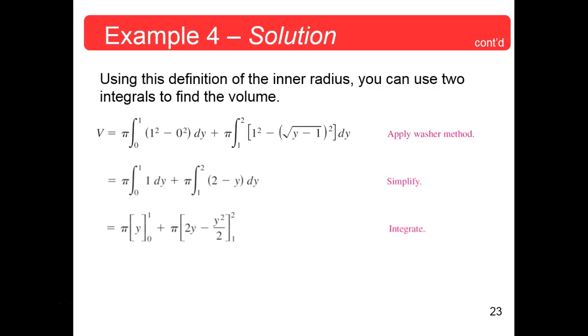This gives you really simple. Antiderivative of 1 is y. Evaluate that from 0 to 1. Antiderivative of 2 minus y is 2y minus y squared over 2, just like y'all did. Pi in front of that. And this gives you pi, which we had already done. This gives you pi times 4 minus 2 plus 1/2.